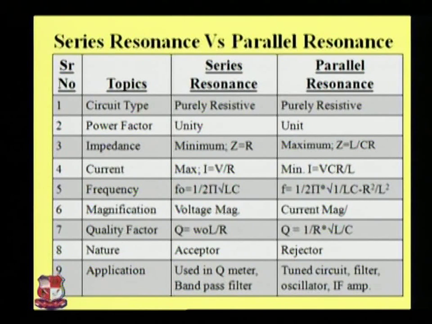The topics you have to compare are: circuit type, power factor, impedance, current, frequency, magnification, quality factor, nature and application. Now one by one we compare the parameters. First of all, starting with the circuit type. For the series resonance, this is a purely resistive circuit, and for the parallel resonance circuit, this is also a purely resistive circuit. So whatever components you are using, they behave as a purely resistive circuit, not a purely inductive circuit.